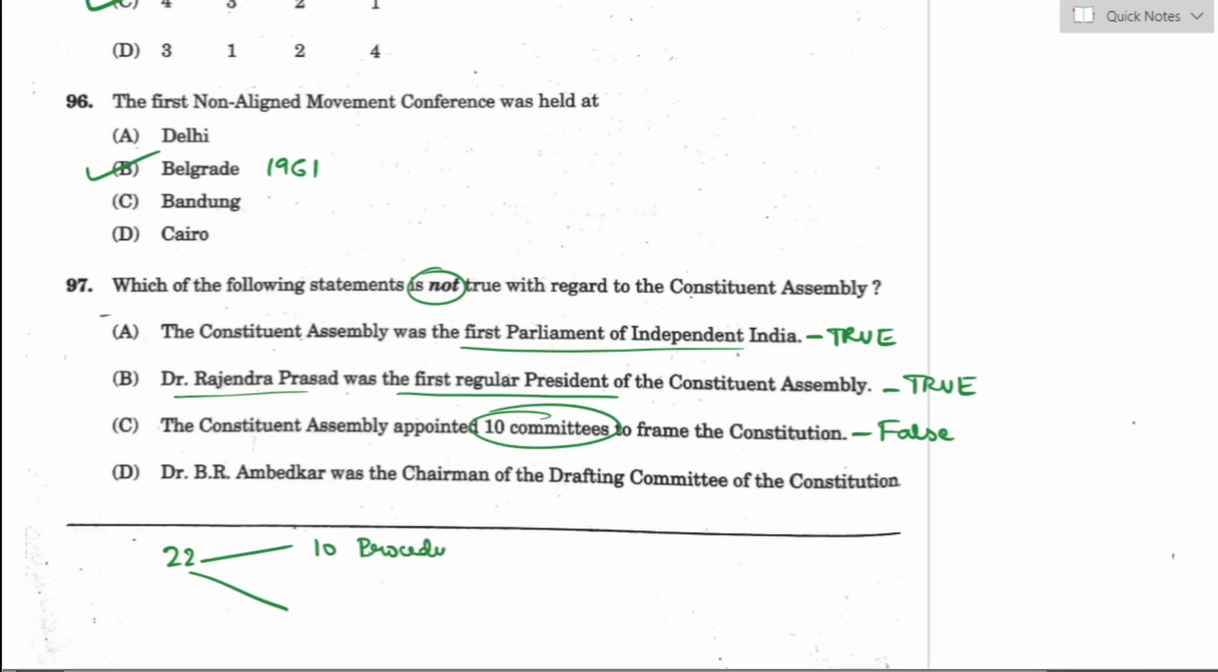procedural affairs and 12 committees were substantial affairs. So option C is the wrong statement. Option D. Dr. B.R. Ambedkar was the chairman of the Drafting Committee of the Constitution. This statement is true. So the wrong statement is option C.